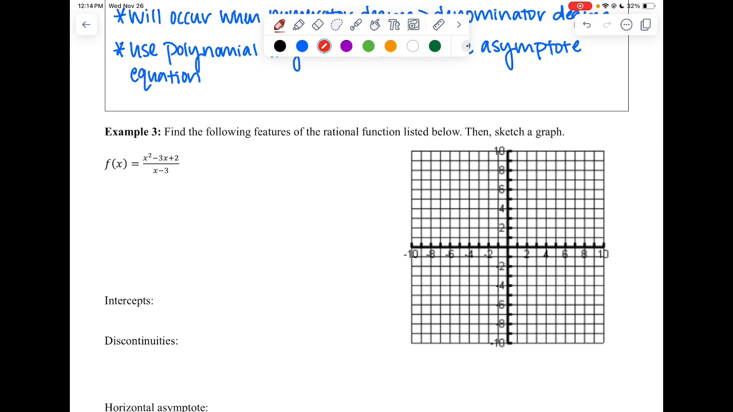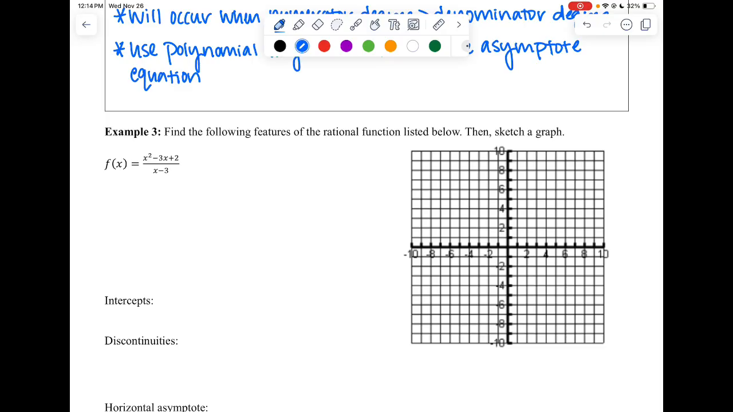So our function is f of x equals (x squared minus 3x plus 2) over (x minus 3). All right, so one thing that I do notice about this, and how I might start this off, just like any of the other ones that we've been doing, is let's check to see if it can factor, because we do still need to find its intercepts, find discontinuities, find all sorts of stuff.